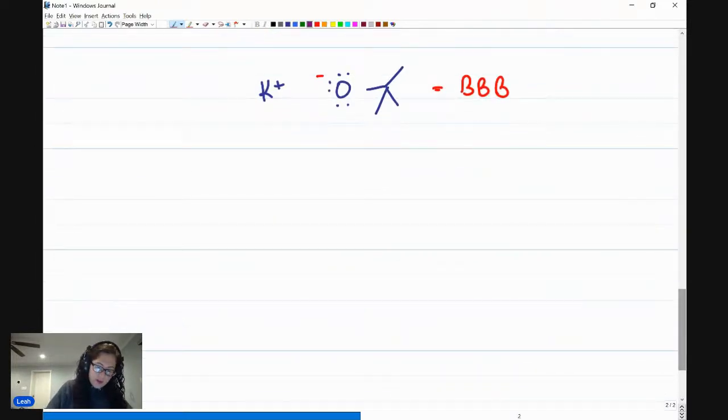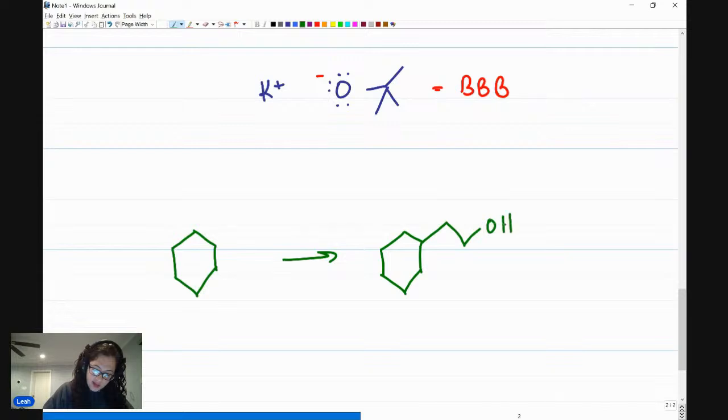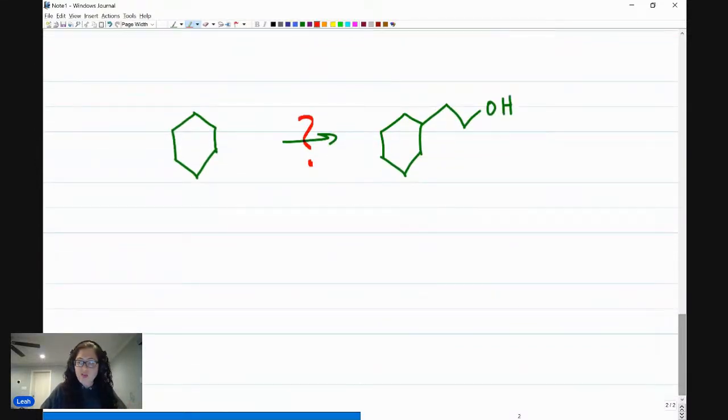All right, how about something that looks like this? I have a starting molecule, and somehow, some way, I want to come up with a product that looks like this. What do you think? Easy, medium, or hard? And what is the first step? How do we get started for a problem like this?